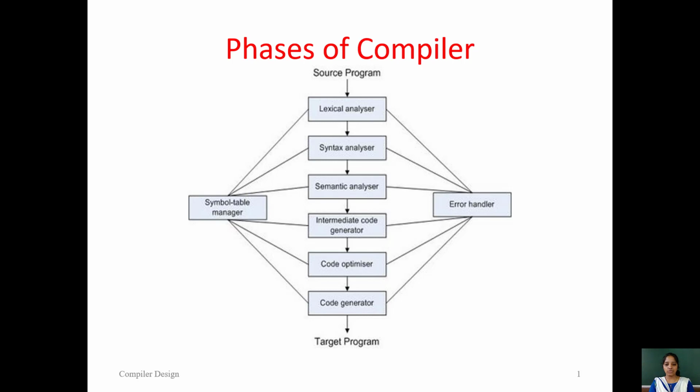When you are converting from source code to target program, there are some steps involved in between these two. There are some phases: lexical analyzer, syntax analyzer, semantic analyzer, intermediate code generator, code optimizer, and code generator. These are the phases of a compiler. Let's see one by one what happens in each phase.